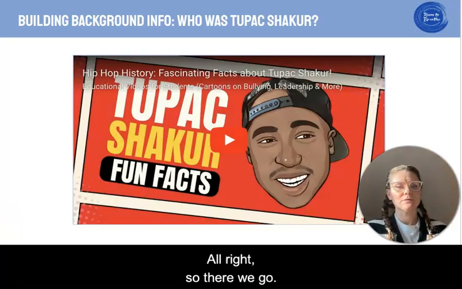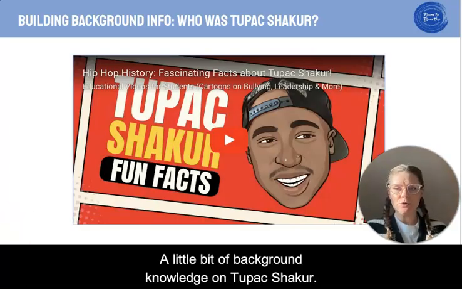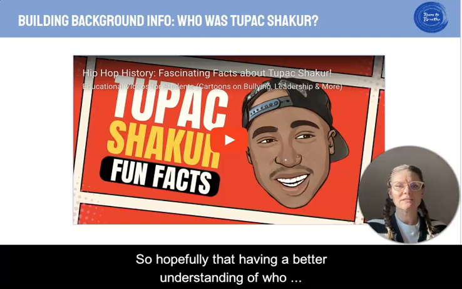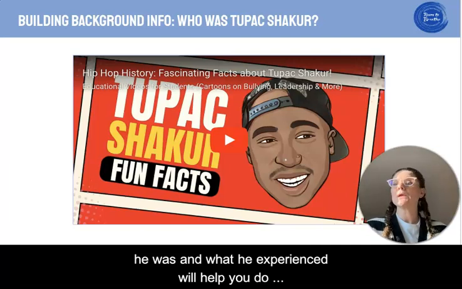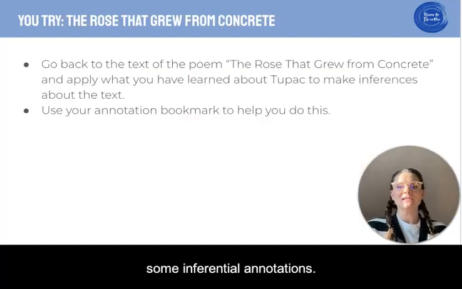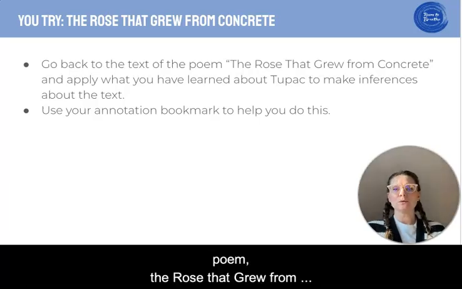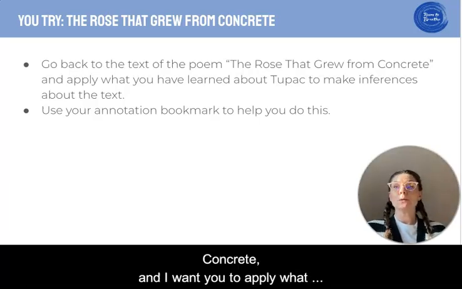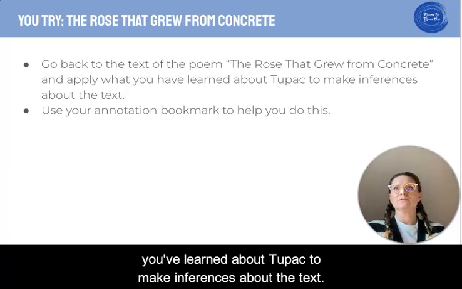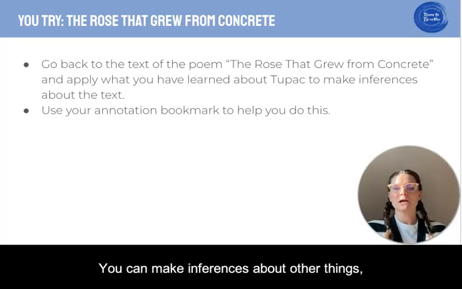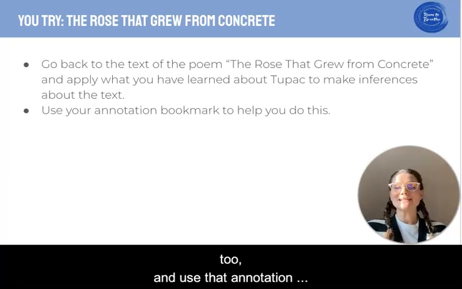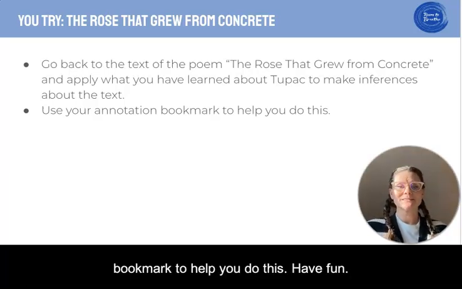All right, so there we go. A little bit of background knowledge on Tupac Shakur. Hopefully having a better understanding of who he was and what he experienced will help you do some inferential annotations. So what I'd like you to do now is go back into the text of the poem, The Rose That Grew from Concrete, and apply what you've learned about Tupac to make inferences about the text. You can make inferences about other things too, and use that annotation bookmark to help you do this. Have fun.